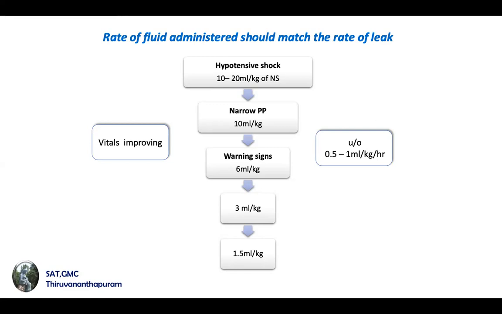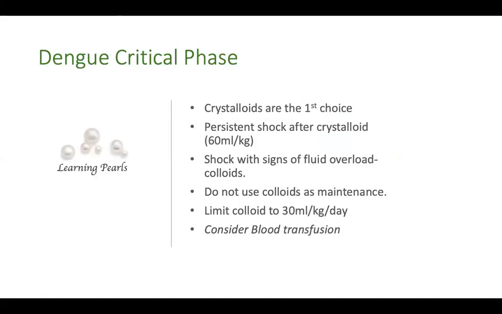You're anticipating the child to go in and out of shock during the 48 hours of critical phase, but you have to pull through the 48 hours without causing too much capillary leak. So titrate your fluids according to the urine output, which is the best indicator for deciding the fluids.